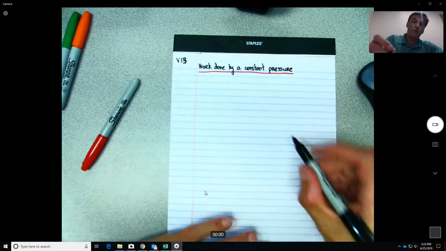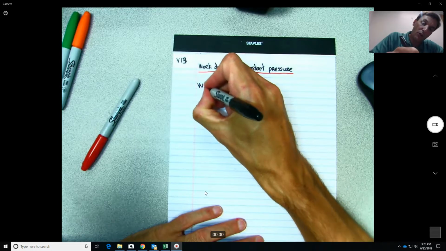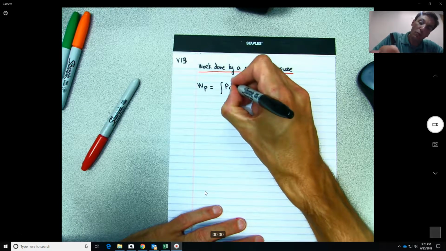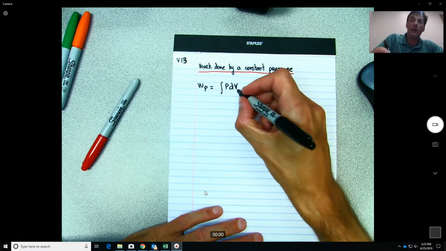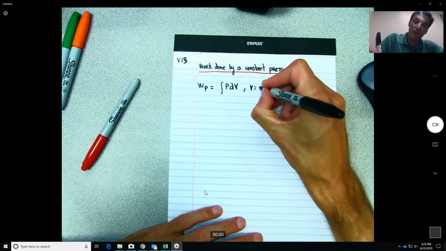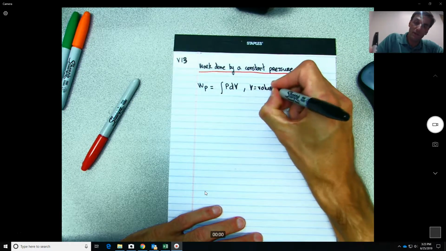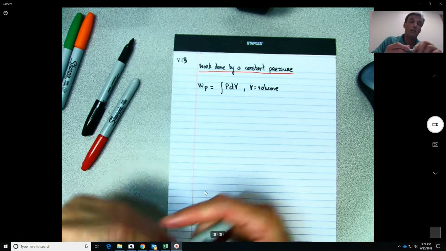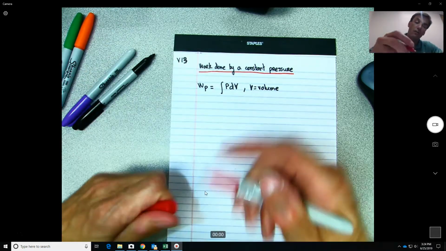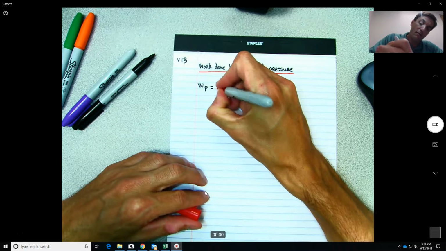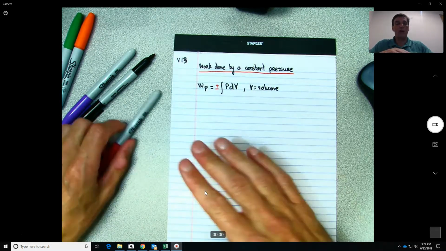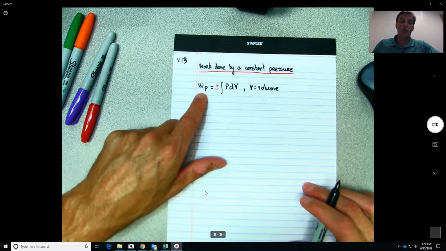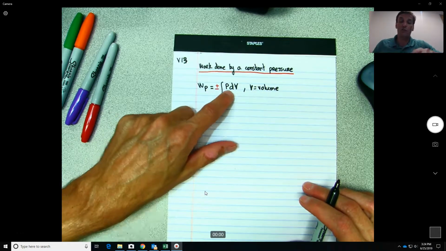Okay, so if you remember from the previous video, the work done by the pressure was equal to P dV, where P is the pressure and V is the volume. And the sign depended on the convention used for the first principle of thermodynamics, but I'm just going to do it in general in this case. So you see that the work done by the pressure is a function of the pressure and the volume.